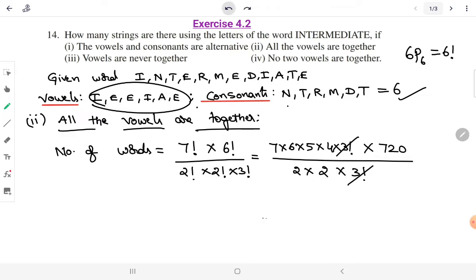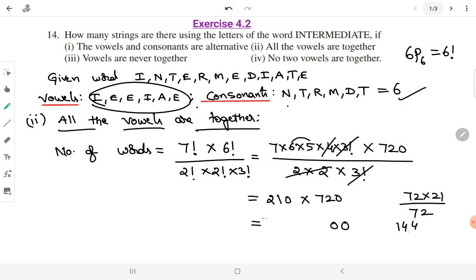Now 2 2s are 4. So 4 and 4 also will get cancelled. Now we have 6 5s are 30. 30 into 7. So you will get 210 into 720. So clearly 2 zeros will be there. So 72 into 21. So with 1 if you multiply you will get 72. With 2 if you multiply you will get 144. So 1512 and 2 zeros, 151,200, is your final answer for the second subdivision.